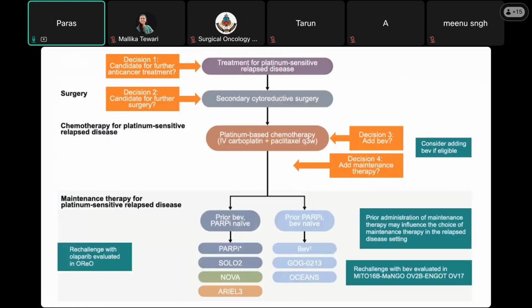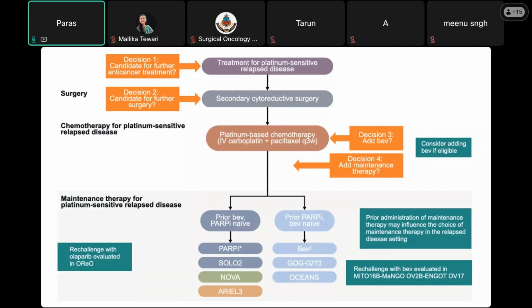Second flowchart is for how to choose a PARP inhibitor for maintenance therapy in recurrence. In case of relapse, how to choose a PARP inhibitor? The decision will be based on the bevacizumab decision. If prior bevacizumab was given to the patient and the patient did not receive a PARP inhibitor, we can start any of the three, olaparib, rucaparib, and niraparib, to that patient.